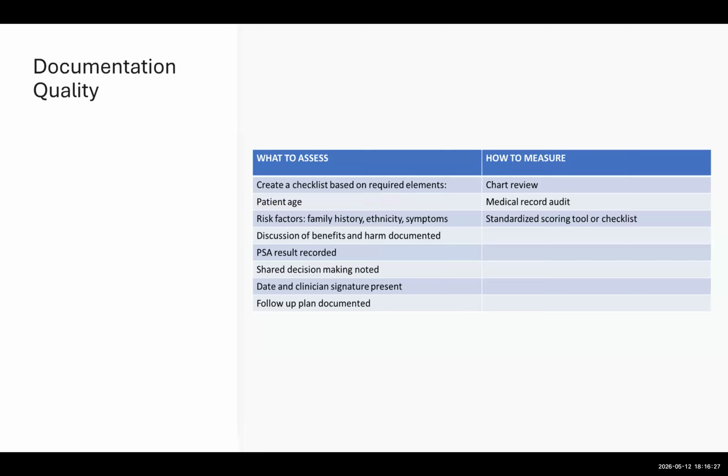If they had a PSA done, make sure that the result is recorded. For shared decision making, make sure that you note that this was a shared decision made between you and the patient, and ensure that your date and signature are present and a follow-up plan is documented. So how can we measure documentation quality to ensure that it's properly done? You can do chart reviews, medical record audits, and you can use standardized scoring tools or checklists.